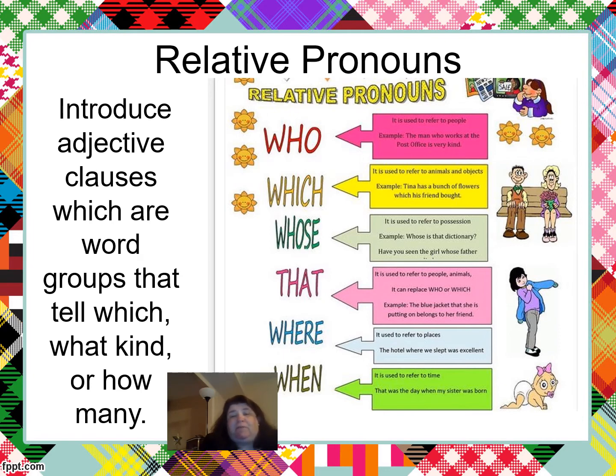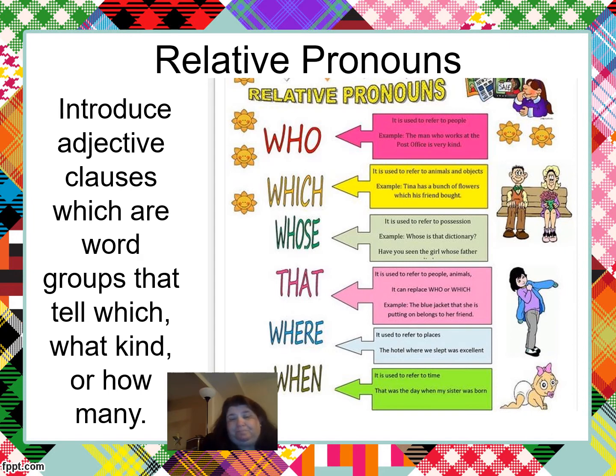Then we have whose, that refers to possession. Whose is that dictionary? It's saying who does that dictionary belong to? In the next sentence, you'll see that the end of the sentence is left off. So, have you seen the girl whose father works at the bank?